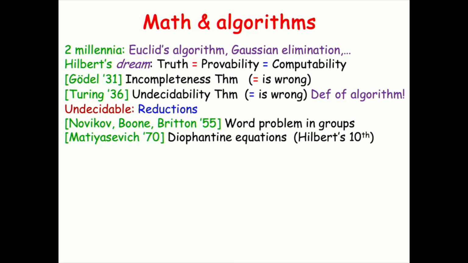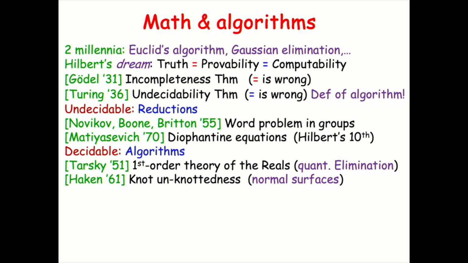Those that we have a decision procedure for, we can understand. So people started proving undecidability theorems by reductions to the halting problem of Turing. So, for example, word problems in general groups, that's undecidable. Understanding Diophantine equations in general, that's undecidable. On the other hand, for other problems, people developed amazing decision procedures, like Tarski for the first order theory of the reals, Haken for unknottedness, and many others.